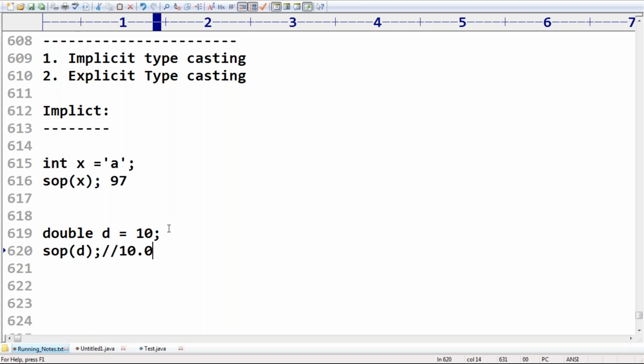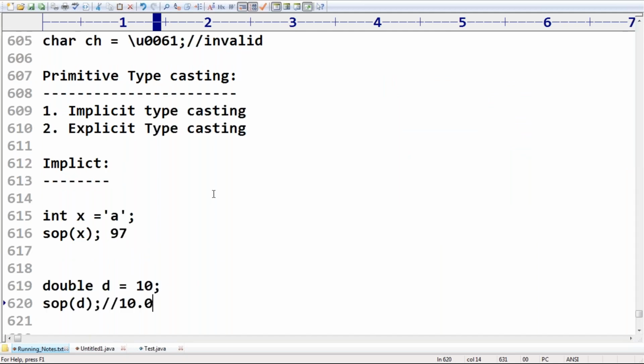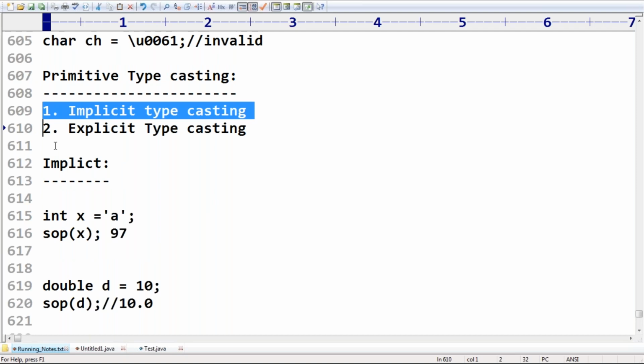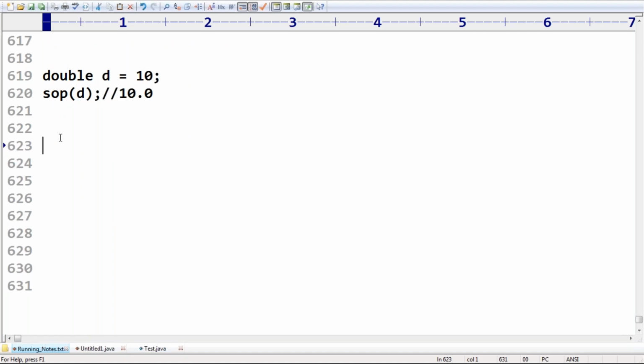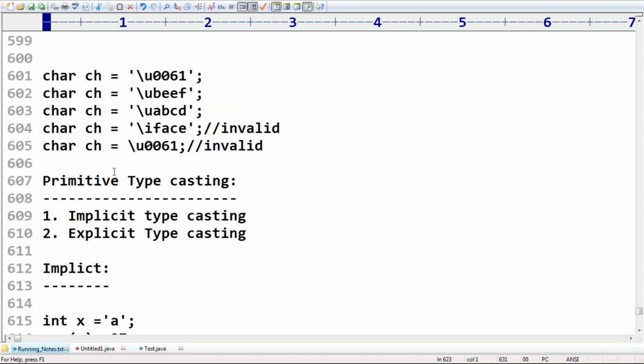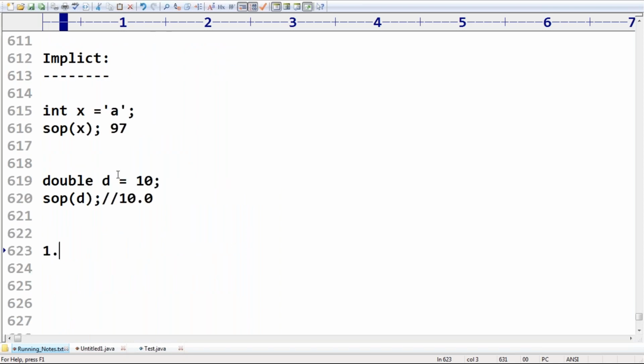Remember this. Someone is converting my int value to a double value. Who is doing that conversion? The compiler itself is responsible. This type of typecasting is called implicit typecasting. So a small data type value to a bigger data type variable, if you are performing such typecasting, it is by default considered implicit typecasting. Remember it. Now who is responsible? The first point, the compiler is responsible for this typecasting.